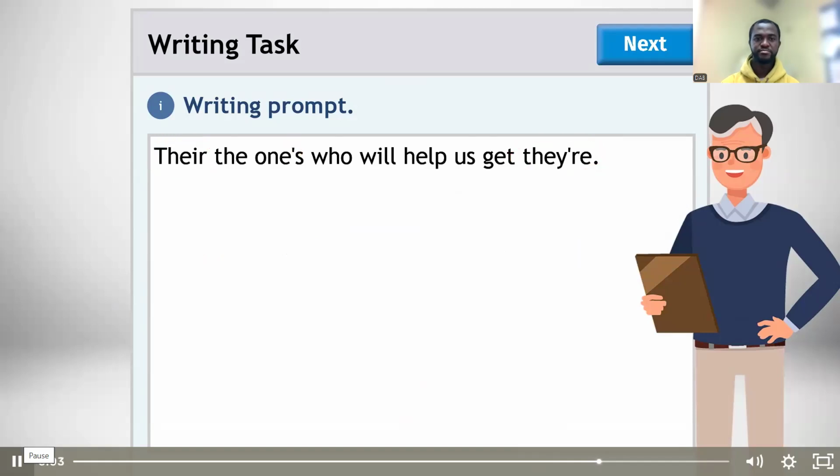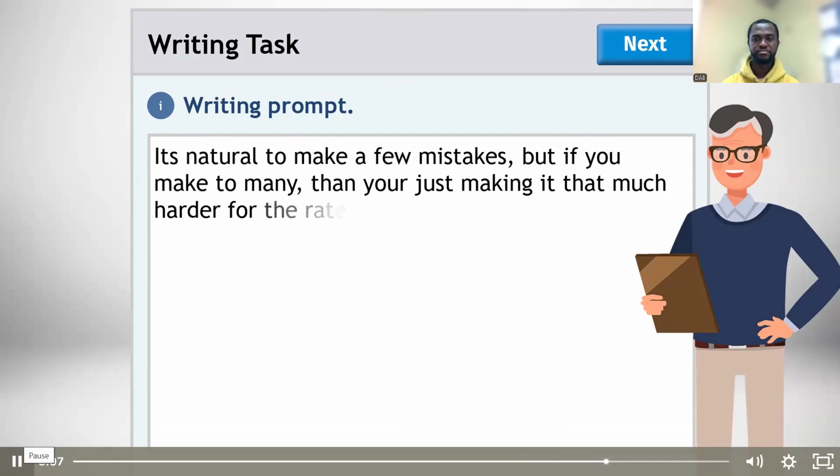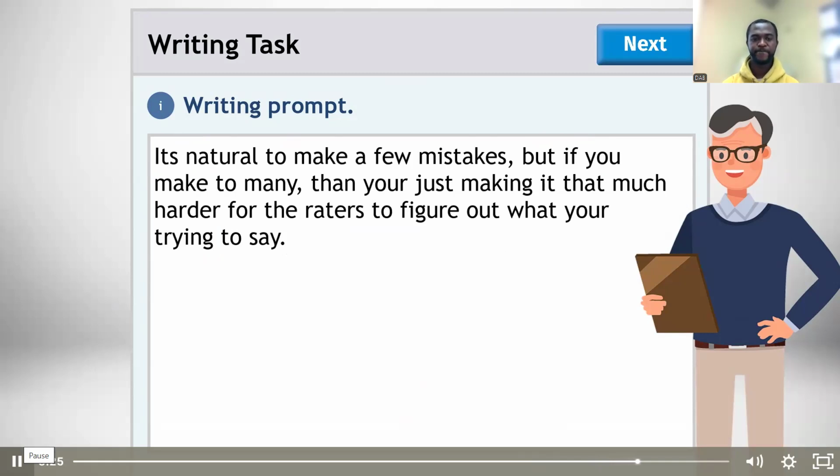Let's take a moment and see if you can identify the mistakes in the following sentence, none of which would be detected by a computer's spell check function. There are 5 errors here. Did you catch them all? Here's the corrected version.